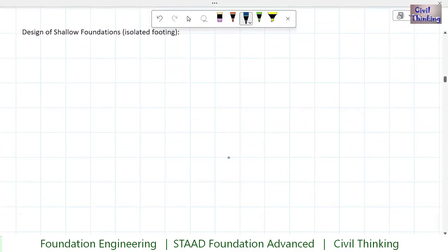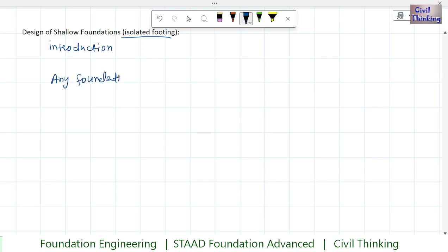Now let us talk about design of shallow foundations, especially the isolated footing, okay? But remember, this is only an introduction, okay? So I will highlight only the broad steps here. So let me tell you, let me write.